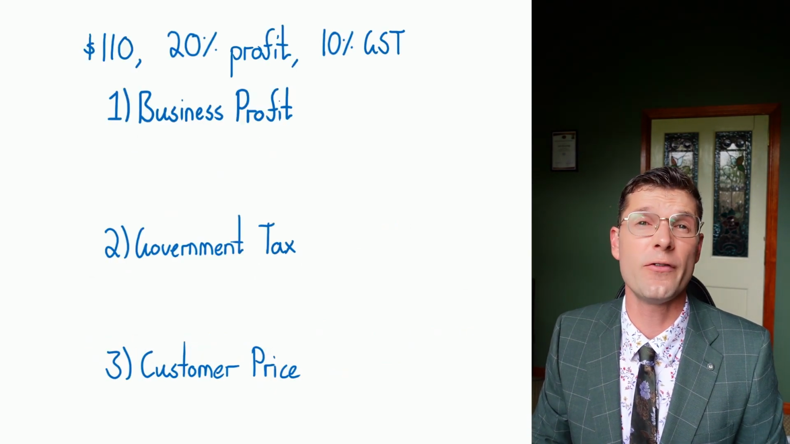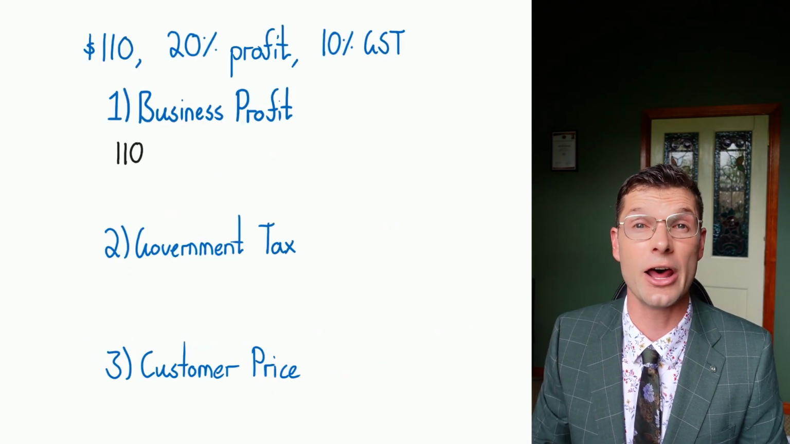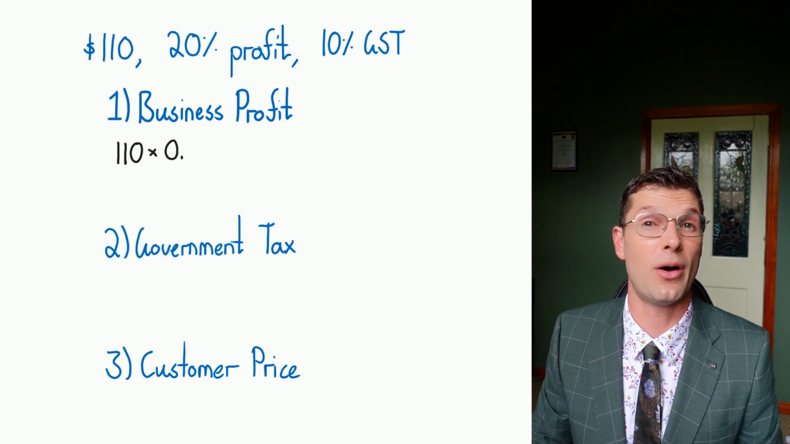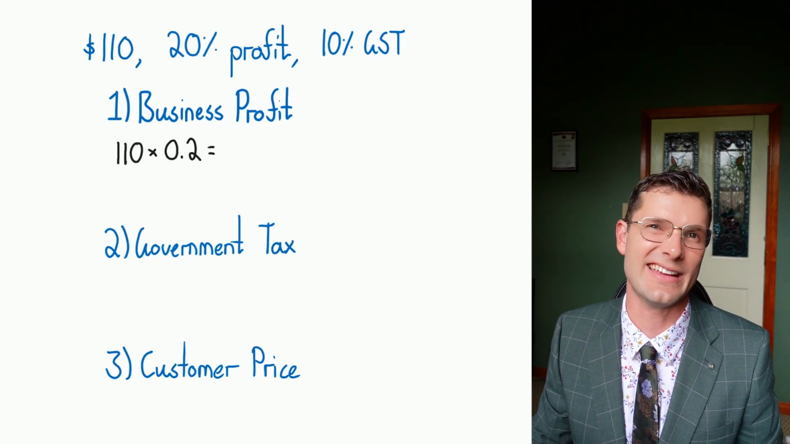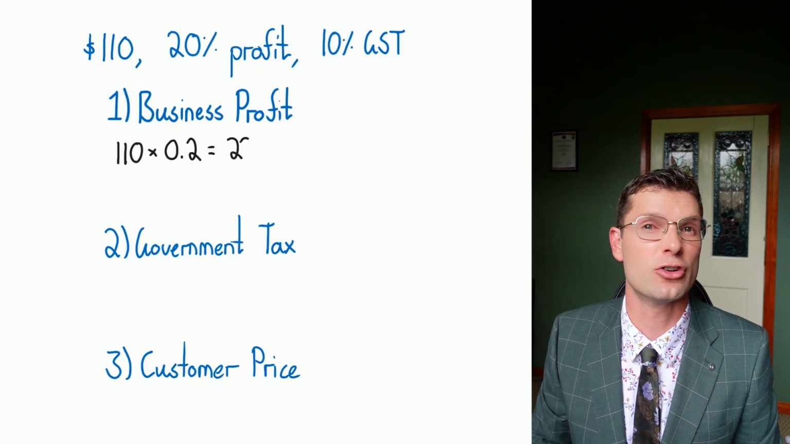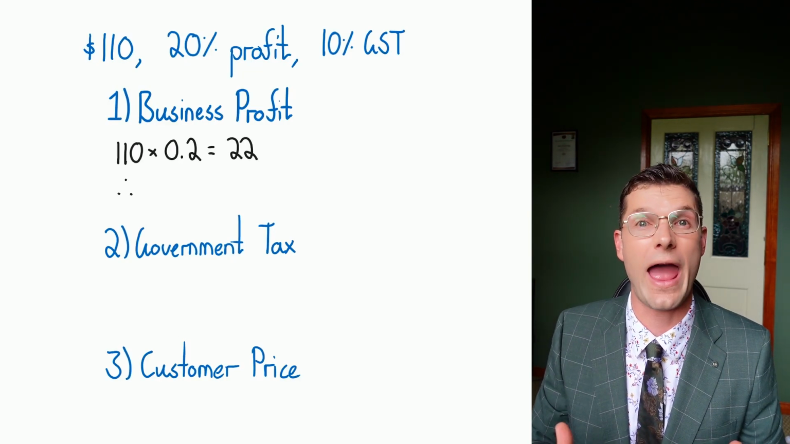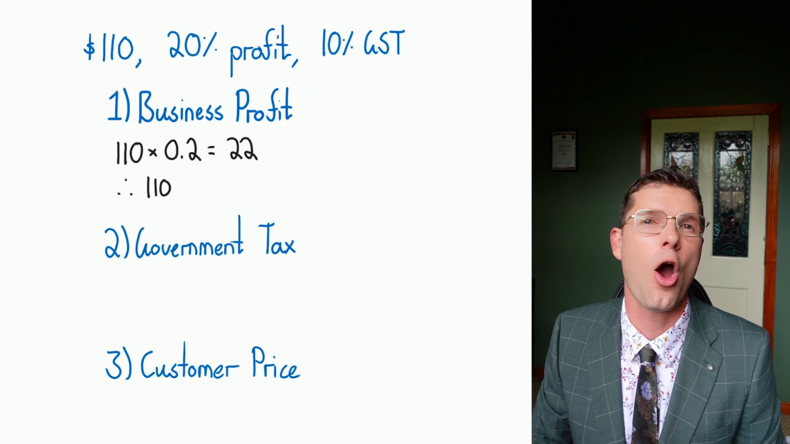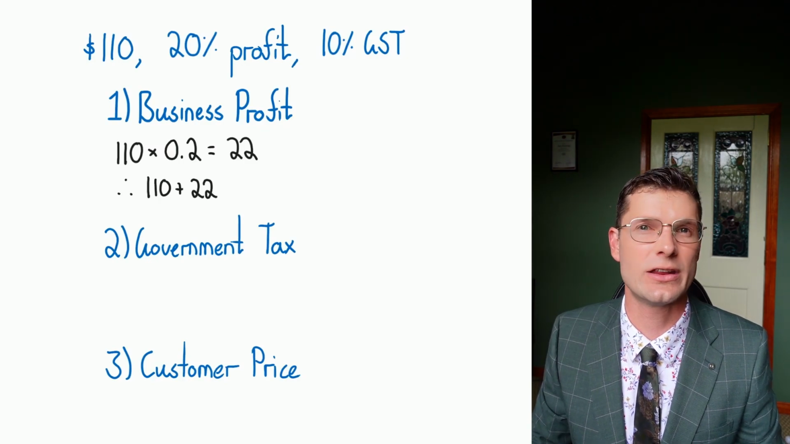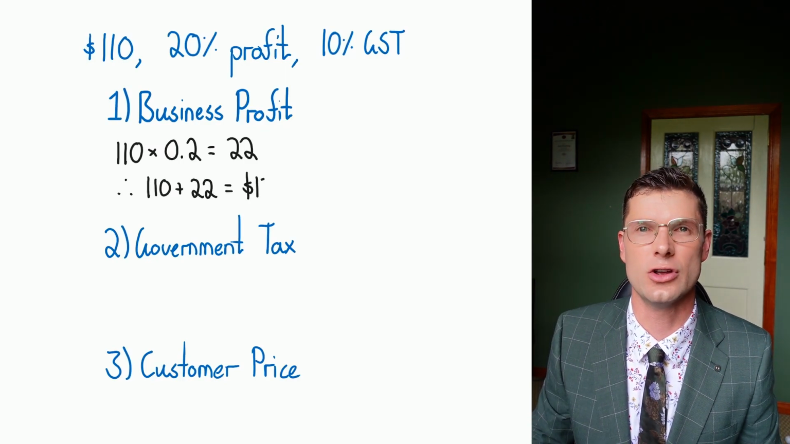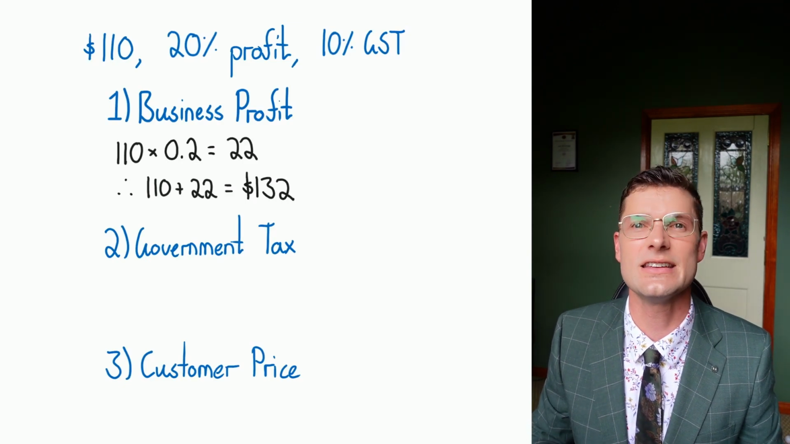So to find the business profit, all we've got to take is the cost price, that $110, and then multiply it by 0.2, or 20% instead of the 10%. This is equal to $22. And because we're adding that on, we're making that money, all I've got to do is 110 plus 22 is equal to $132. That's how much the business is going to make.